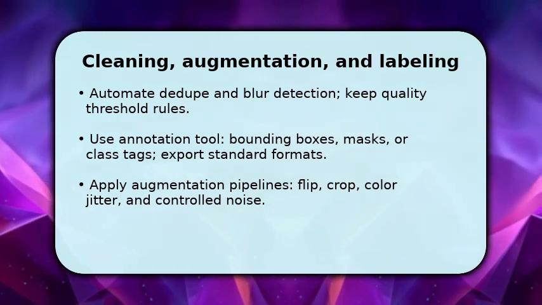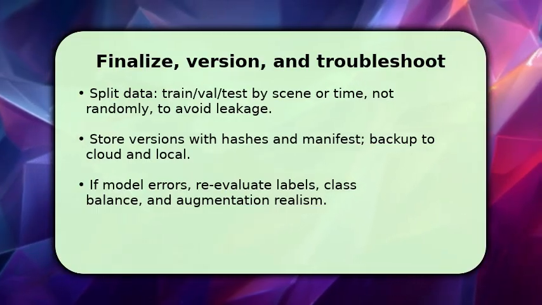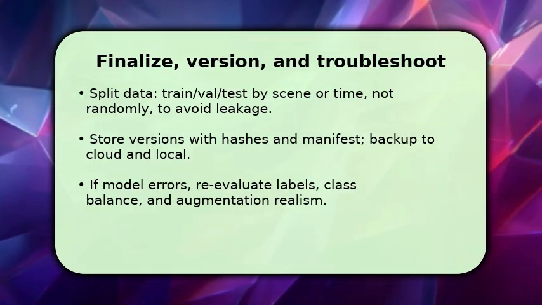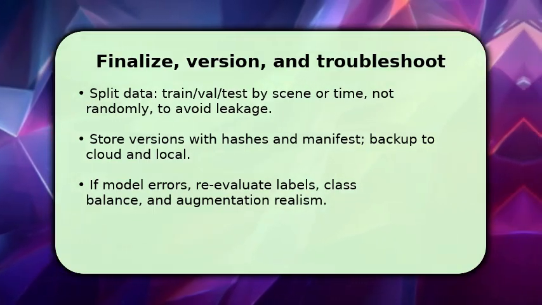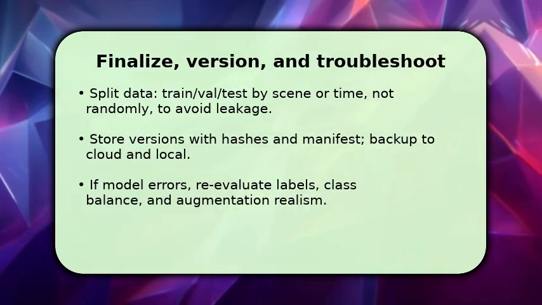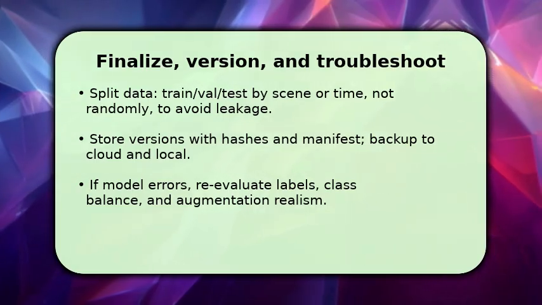To finish, partition your dataset deliberately. Reserve test scenes or times to measure real-world generalization and avoid random leakage. Then bundle images, annotations, and a manifest file, tag with a version and content hashes, and push to secure backups. For delivery, provide converters to common formats like COCO and TF record.